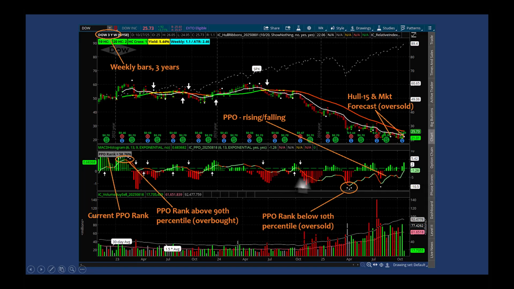And if you happen to be in an area where the percentile is less than 10%, if you're below the 10th percentile, I'm going to paint some little white dots down here. And these are strictly for the PPO. They have nothing to do with the white dots that are up in the chart. So this is just showing that we are below the 10th percentile for these particular weeks. And likewise over here, we're showing that we're stronger than that.